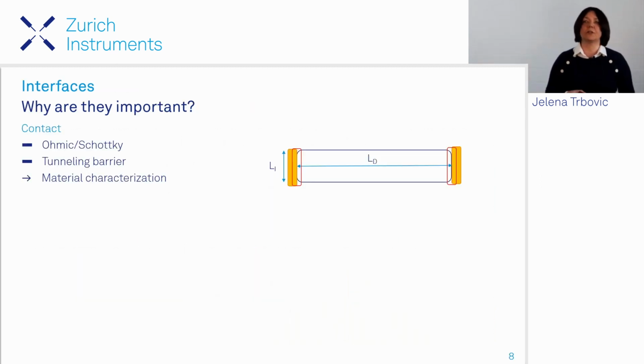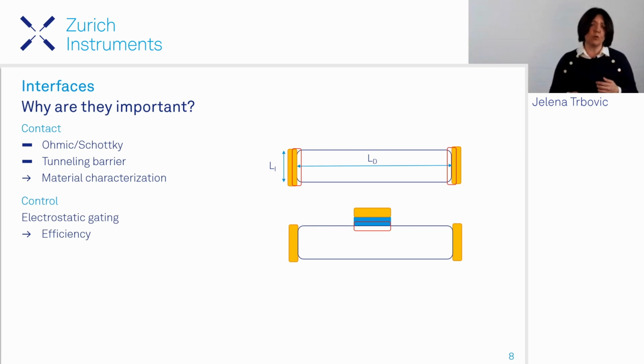So let's get a few steps back to understand why we even want to contact and make these interfaces. First of all, we want to characterize the materials, and in order to do that, we need to put some metallic leads onto the material, and depending on what type of material we contact, we will have either an ohmic contact or a Schottky barrier. Maybe we want to put a tunneling barrier. But in all cases, we need to understand what these in particular are so we can extract the proper material characteristics.